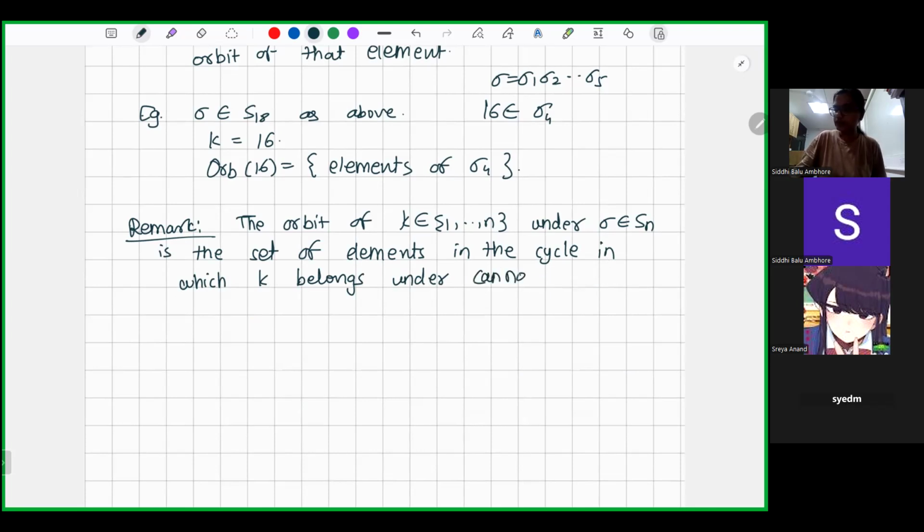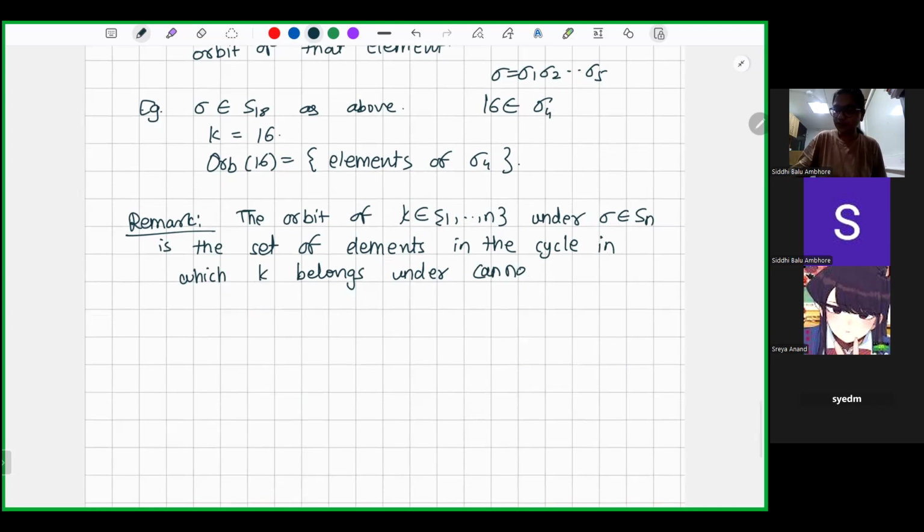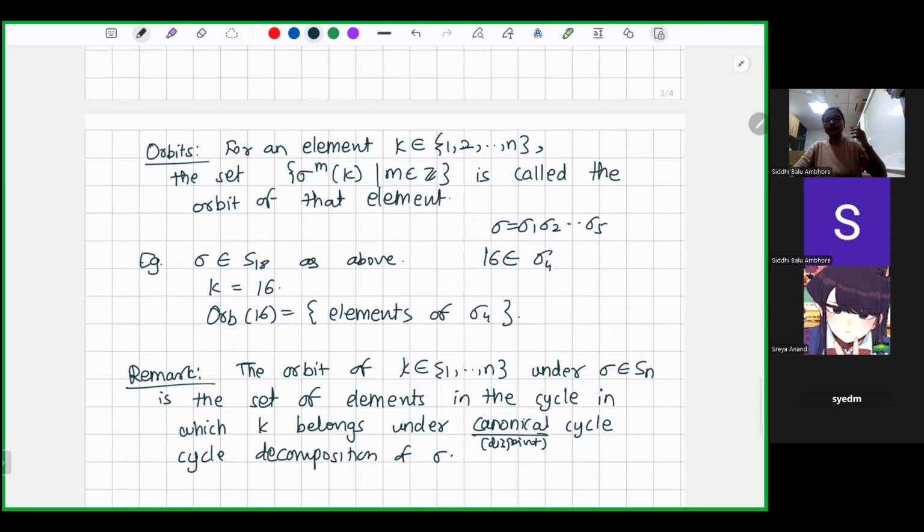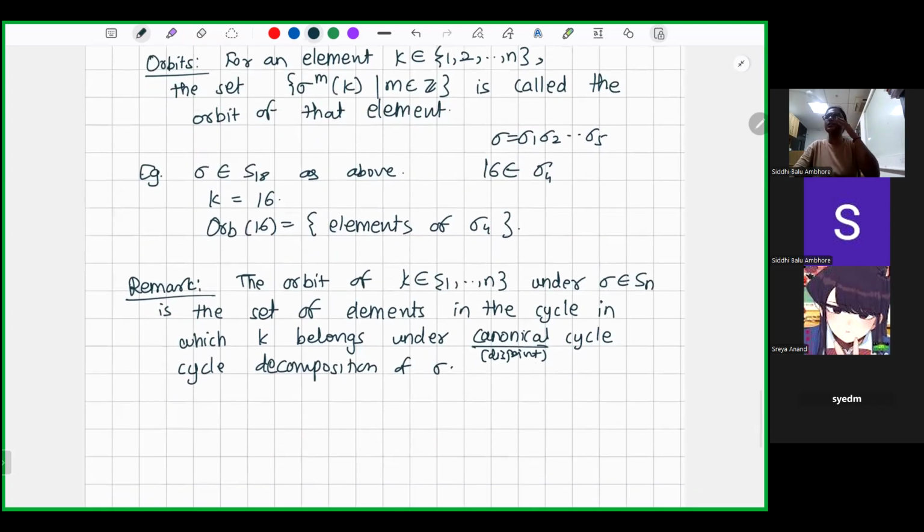I think canonical is the name. Yeah, canonical cycle decomposition. Canonical, or you can just write disjoint cycle representation of sigma. I hope you got the idea. So that's what it takes. It can't take any image other than whatever elements are there in the cycle. Okay, so that is cycle representation.